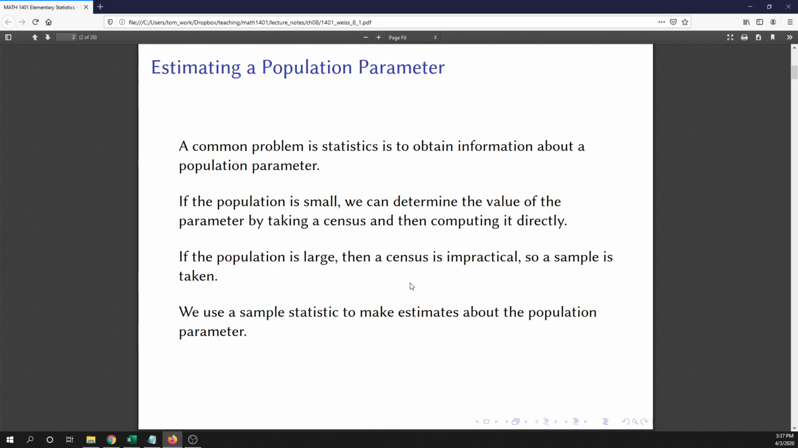It takes a lot of work and effort to do that. So what we'll do in that case is to take a sample, and then we'll use that sample statistic to make estimates about the population parameter. Okay, so that's a general situation. And in this section, we'll focus on finding an estimate for the population mean by looking at the sample mean. Okay, all right. But it is a more general process than that.